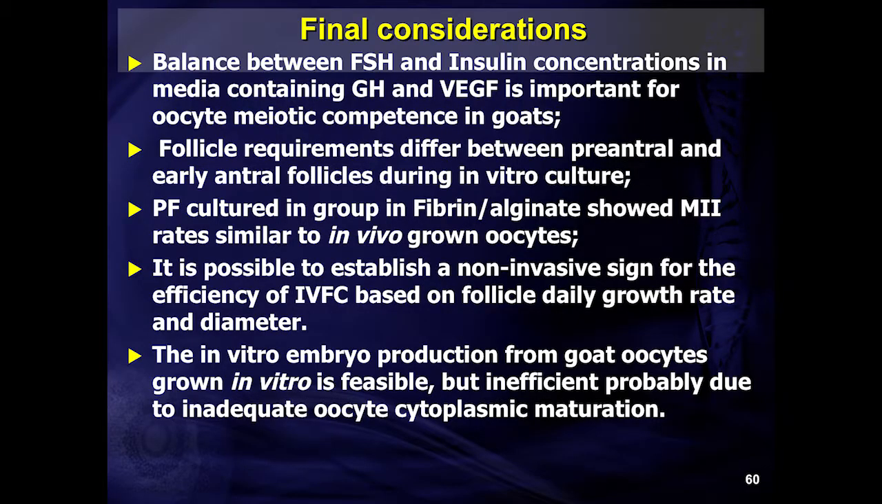Now, I'll leave you with some take-home messages. First, balance between FSH and insulin concentration in a medium containing GH and VEGF is important for oocyte meiotic competency in goats. Second, follicular requirements differ between preantral and early antral follicles. Third, preantral follicles cultured in group in fibrin alginate showed metaphase 2 rates similar to in vivo grown oocytes. Fourth, it's possible to establish a non-invasive sign for efficiency of in vitro follicle culture based on follicle daily growth rate and diameter.